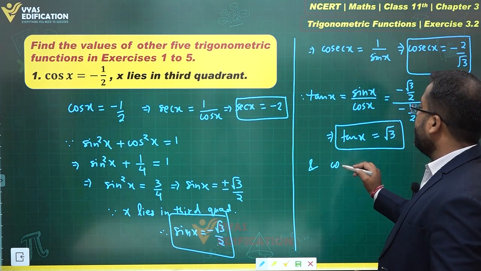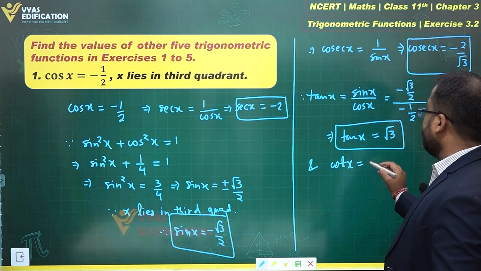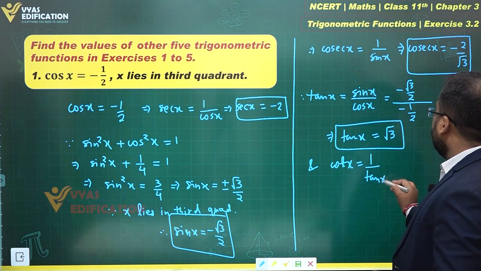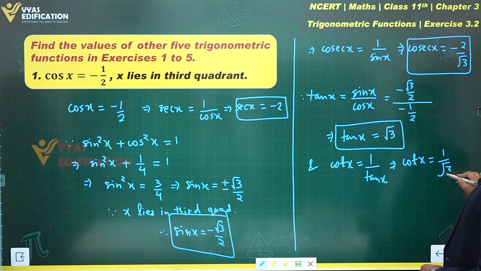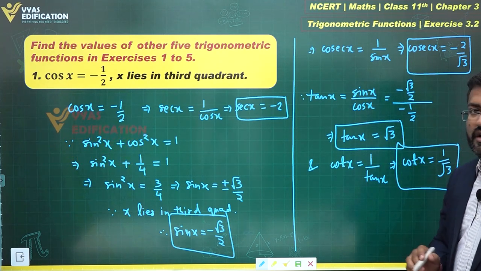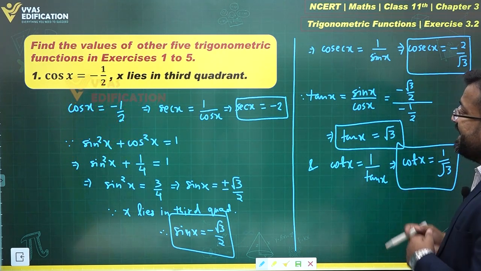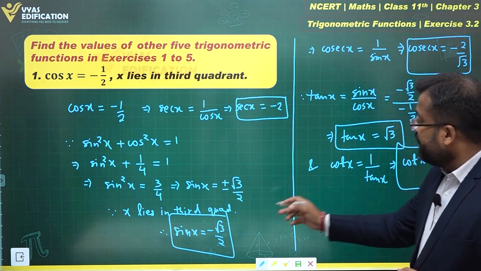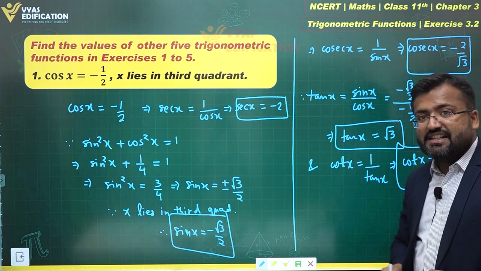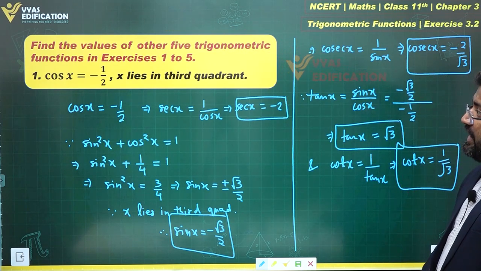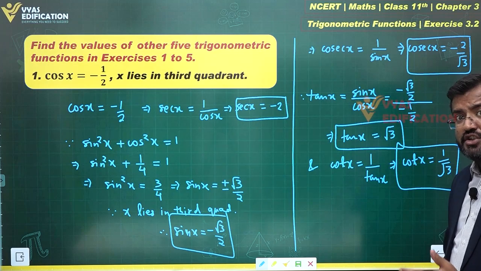And cot x, which is the reciprocal of tan x, implies cot x would be equal to 1 over root 3. This is what you get. Cot x will be equal to 1 over root 3. Those are the 6 trigonometric ratios. One was already given, second, third, fourth, fifth, sixth, and that's what you get finally. Right? Is that all? Yes, that's the complete solution of this question.